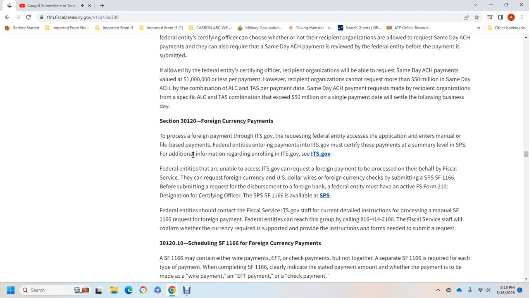and foreign currency checks by submitting this SF 1166 before submitting the disbursement form. The federal entity must have the FS Form 210 with the designated certifying officer of the SF 1166 available. Federal entities should contact the officials of the International Treasury Service, Gov, for the current detail of the instruction process of the manual SF 1166 request for the foreign payment. They can reach the staff by calling 816-414-2100, and federal officials will confer on whether the current required support or provide the instruction form for the need to submit the request.